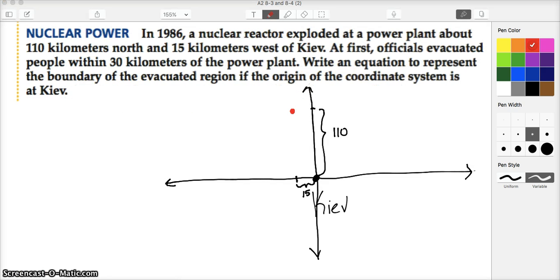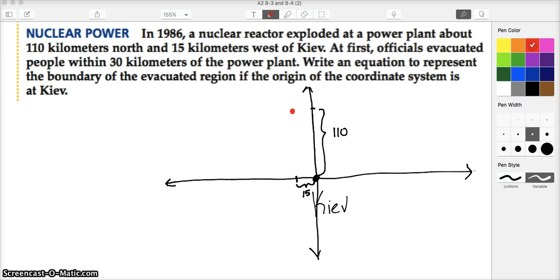So here is the information I got just from looking at the problem, just from the words here. We were told that the center is Kiev. That's how we're going to orient our X and Y axis. And we were told to write an equation now to represent the boundary of evacuation.